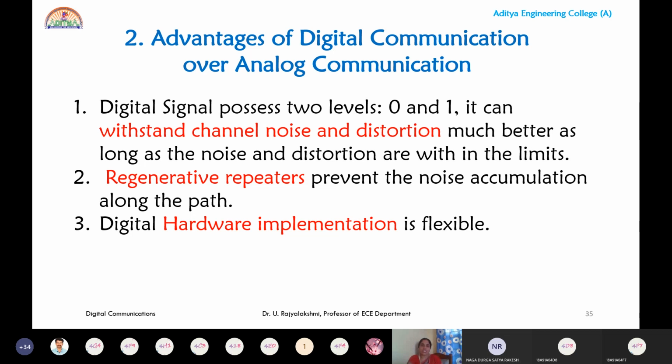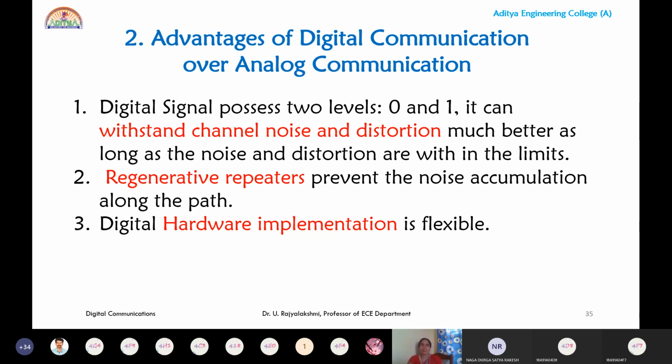Because there is a channel encoder, the effect of noise and distortion can be reduced, and the bit errors can also be minimized. Next is regarding the regenerative repeaters. The first and second points are almost done. Always note that the digital signal, as already discussed, is in the form of a binary sequence consisting of two levels, 0 and 1. Once this digital signal is transmitted through the channel, noise gets accumulated on the amplitude.